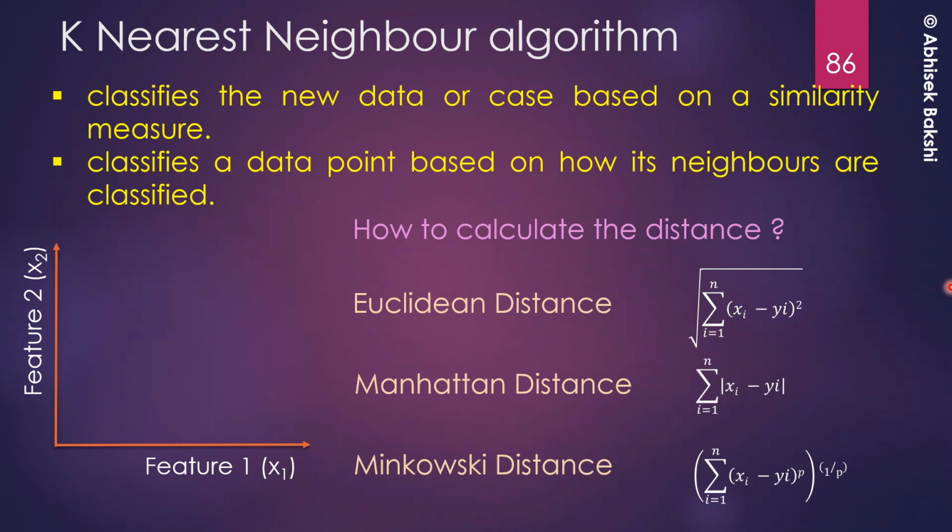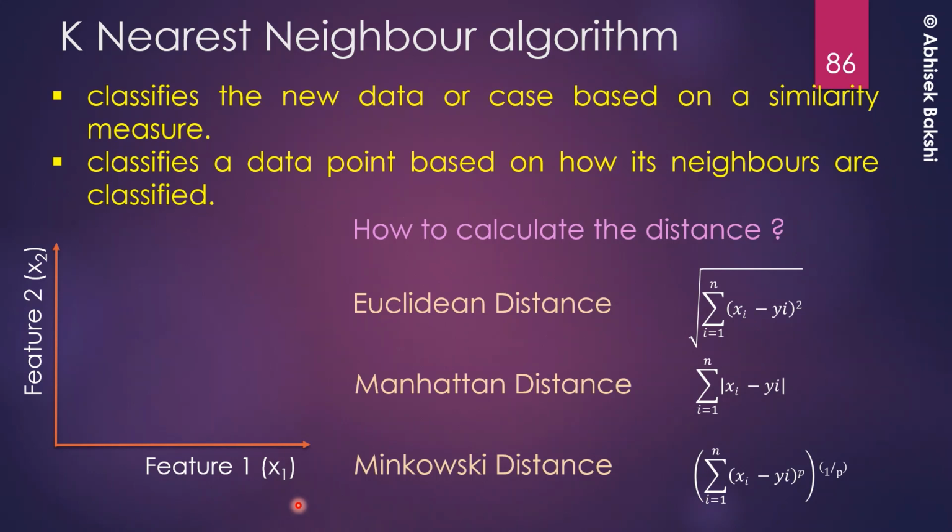But the question definitely comes up: the point that I've written here is that k is based on a similarity measure. So what is similarity? How is the similarity measured? Just assume a situation where you have two features in your data set, x1 and x2.